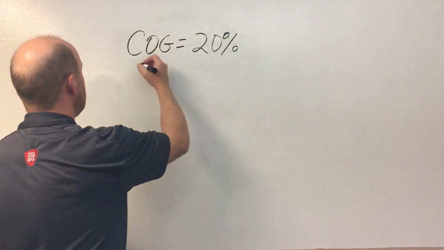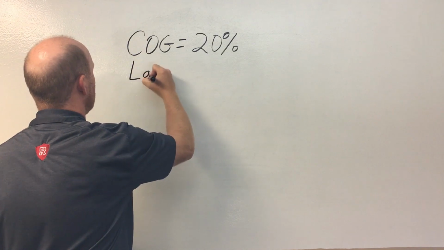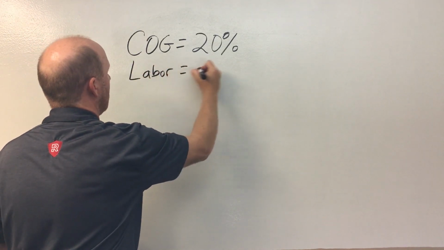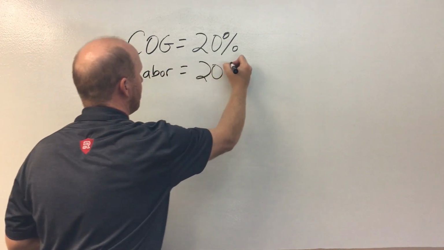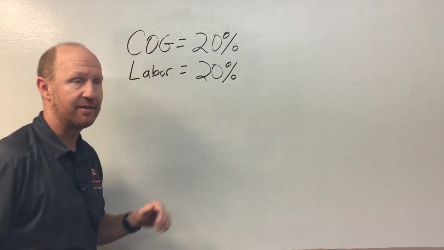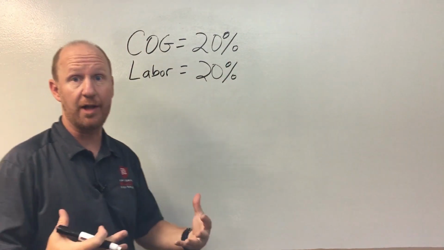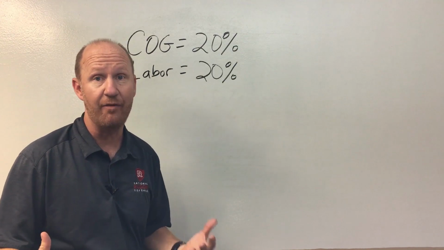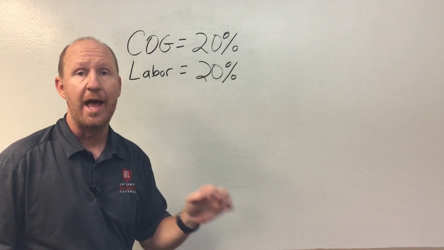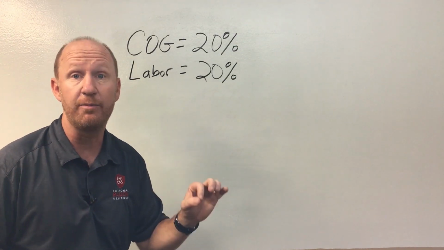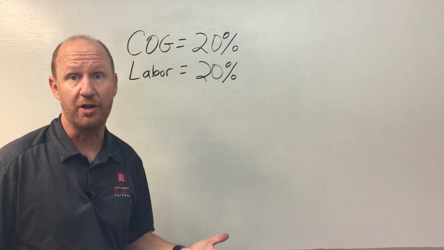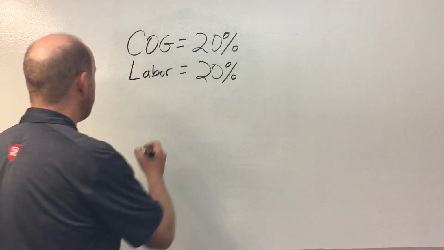The next key performance indicator is your labor. And we want that to be 20% or less. And what I mean by labor, that's your direct labor, like your people that you have on staff that are installing radon systems. And it also includes any subs that you might use, like electricians. Okay, you want to keep that below 20%.